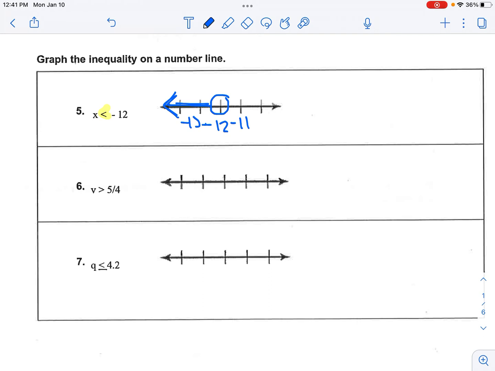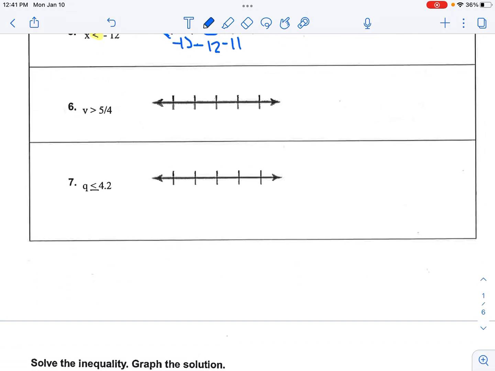Number 6, V is greater than 5/4. So we're going to label. So 5/4 is equal to 1 1/4. So I could label this with a 1, a 2, and a 0. V is greater than, so that's going to be an open circle at 1 1/4. So an open circle just past the number 1. And notice that the greater than sign points to the right. So your number line should be darkened pointing to the right. That's to show that all of those values could be substituted in for your variable.